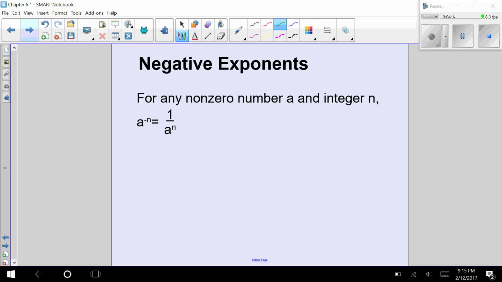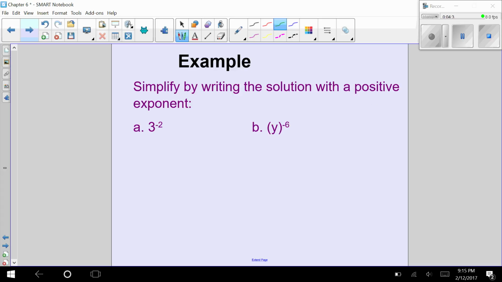So our property for negative exponents: for any non-zero number a and integer n, a to the negative n power is equal to 1 over a to the n power. Notice that when the number moves to the denominator, the exponent becomes positive. So let's look at these two. We're going to write with a positive exponent. So 3 to the negative 2nd power becomes 1 over, the base still stays the same, the exponent now becomes a positive 2. For y to the negative 6th power, it becomes 1 over, my base is y, my 6th power becomes positive now.